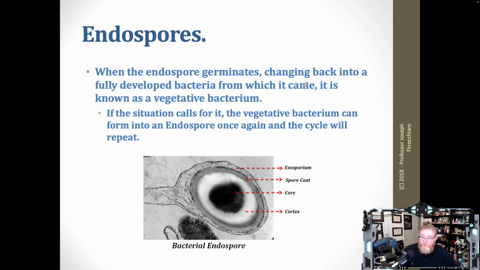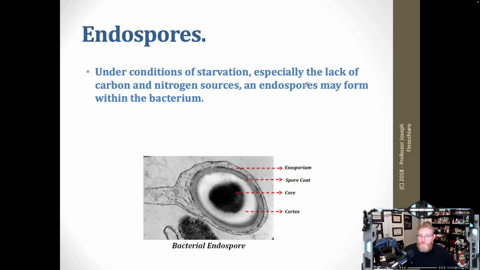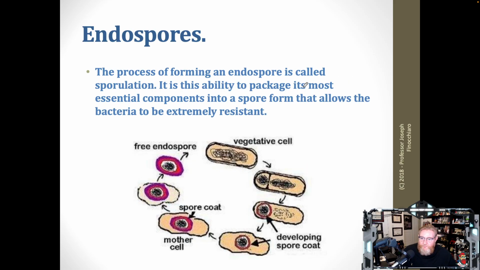When the endospore germinates, changing back into a fully developed bacteria from which it came, it is known as a vegetative bacterium. If the situation calls for it, the vegetative bacterium can form back into an endospore and the cycle continues. Under conditions of starvation, especially the lack of carbon and nitrogen sources, endospores may form within the bacterium. The process of forming an endospore is called sporulation.